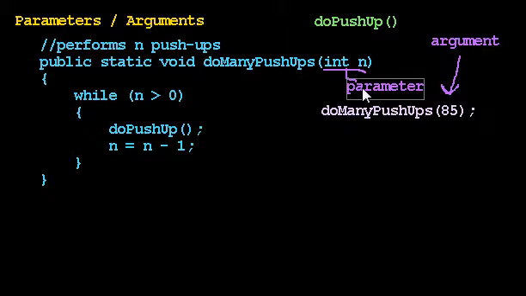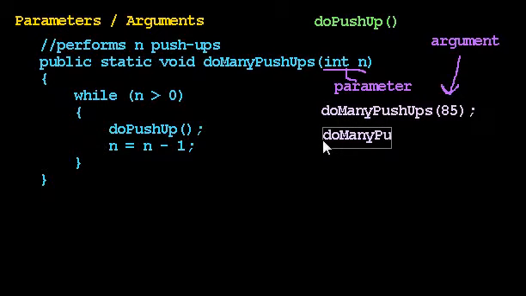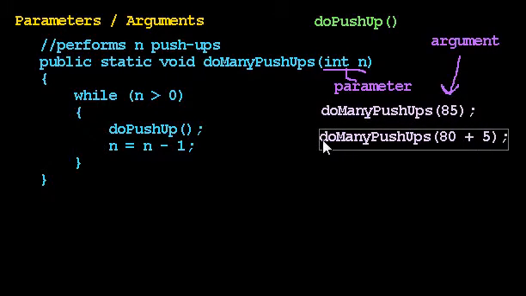Not everyone agrees on which, some people will refer to this interchangeably as parameter and argument, and most people aren't this careful in their terminology, but I think it's helpful to know this. Sometimes people call this the formal parameter, but anyway, I pass an argument value. Actually, I write an expression here, so it doesn't have to be doManyPushUps 85. Maybe it's doManyPushUps 80 plus 5. Maybe I decide to perform this calculation later. So this could be any expression, right?